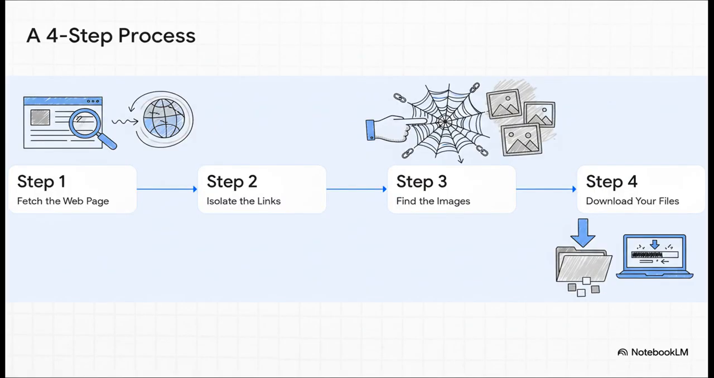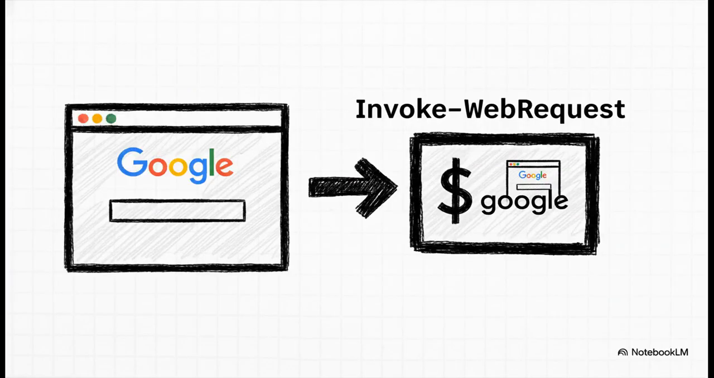And we're going to break this down into 4 super simple steps. First, we'll fetch a web page. Then, we'll isolate all the links on that page. After that, we'll find all the images on a different site. And finally, we'll actually download those image files right onto your machine. Step 1. Fetch the page. It's as easy as this. We use our star command, Invoke-WebRequest, and point it at google.com. We then take everything it brings back and store it in a variable, which we're just calling $Google. Boom. The entire Google homepage is now neatly tucked away in that one object, ready for us to play with.